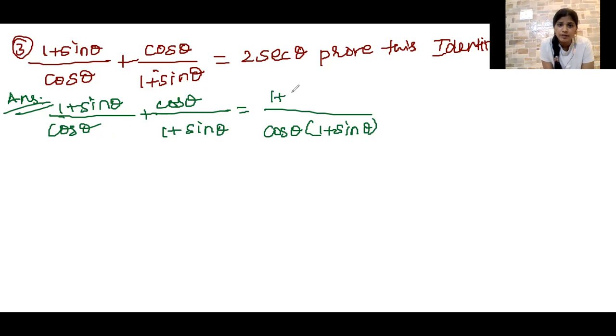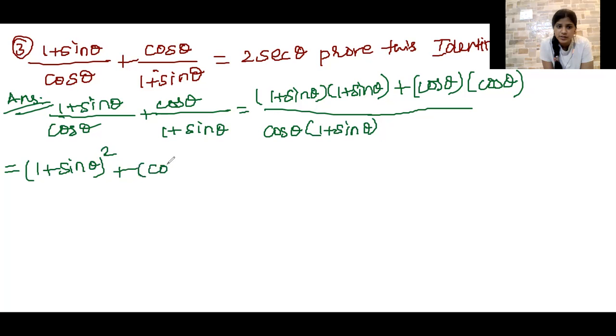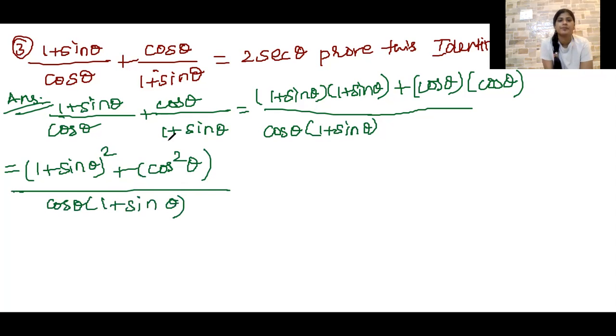So it's going to be 1 plus sine theta into 1 plus sine theta. Let me write it in the next step. I thought of writing it in the form of a square. Then the cross multiplication, cos theta into cos theta. So 1 plus sine theta into 1 plus sine theta can be written as 1 plus sine theta the whole square, plus cos theta into cos theta can be written as cos square theta, upon cos theta into 1 plus sine theta. The denominator stays the same.